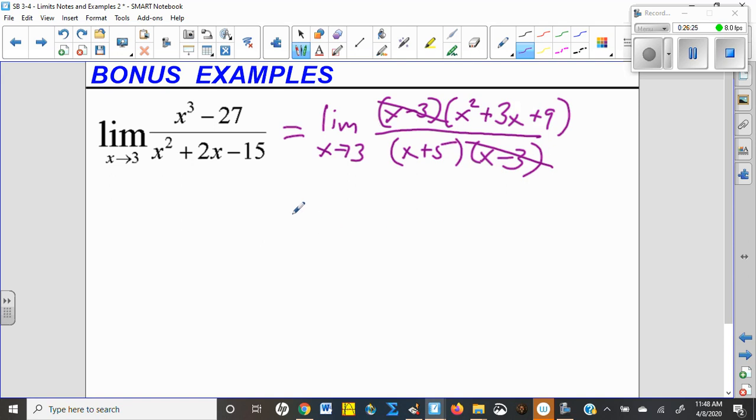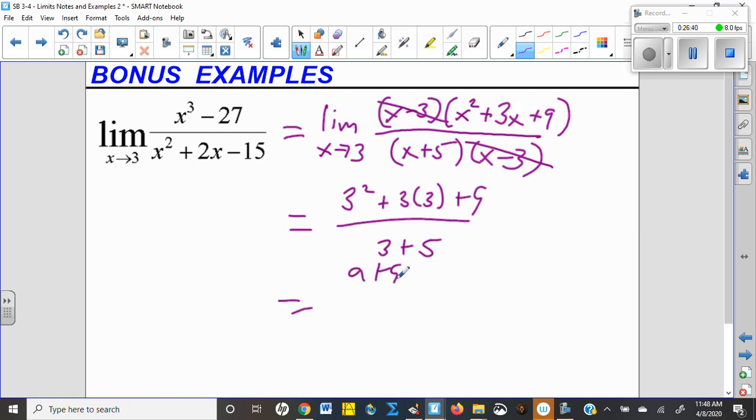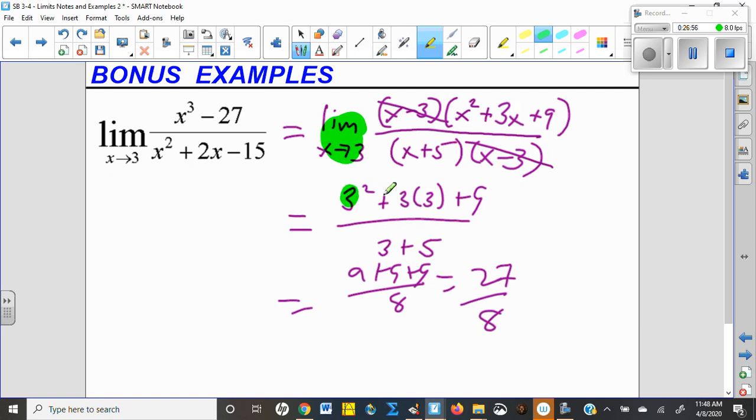And so once I get rid of that, I should be able to evaluate it by plugging in a 3. So 3 squared plus 3 times 3 plus 9 over 3 plus 5 is 9 plus 9 plus 9 over 8, or 27 eighths. That's your answer. Notice that the limit that I wrote here disappeared as soon as I evaluated the limit. Okay, that's when you can get rid of the limit notation.